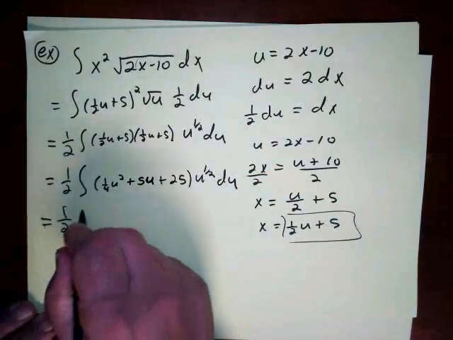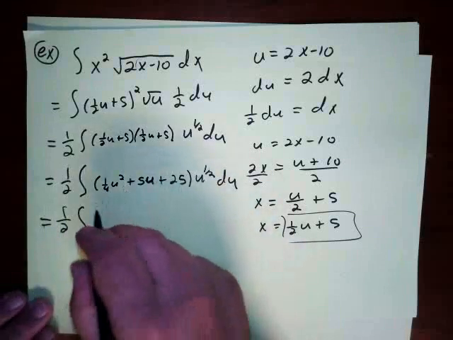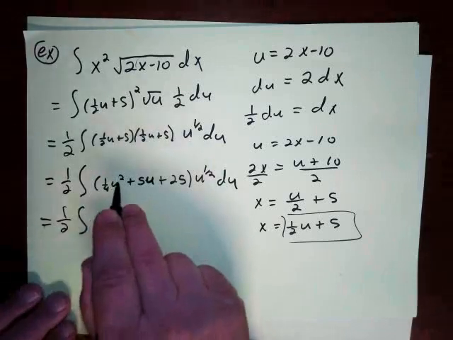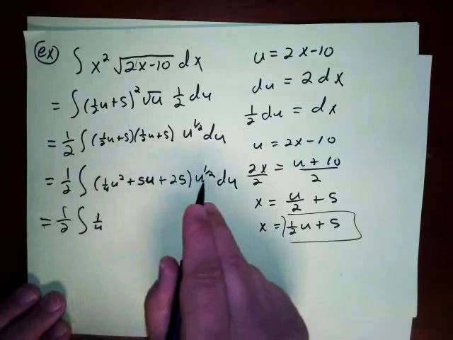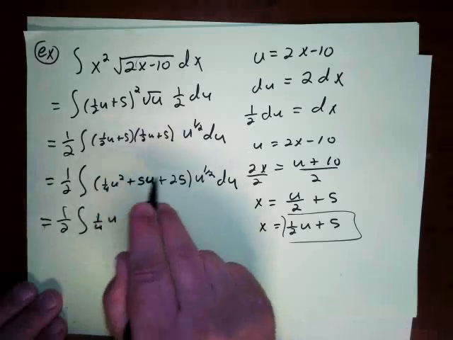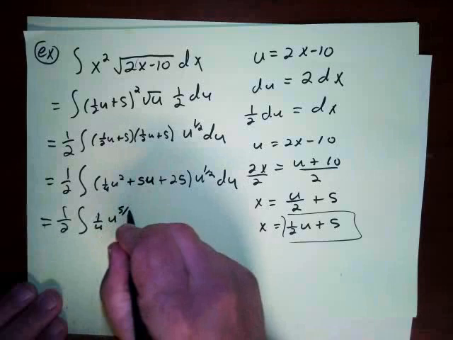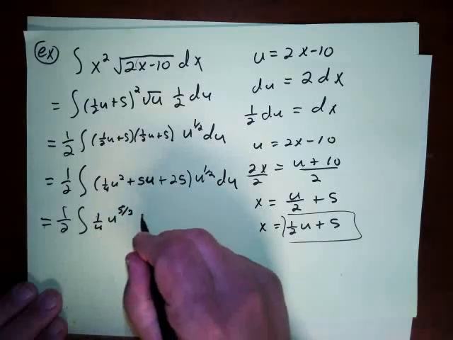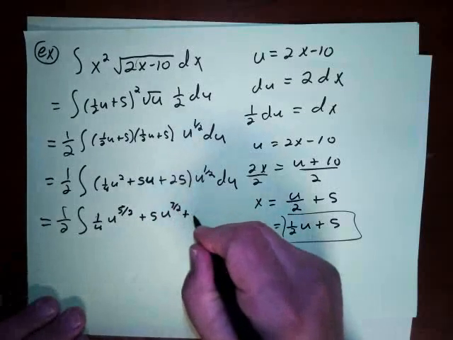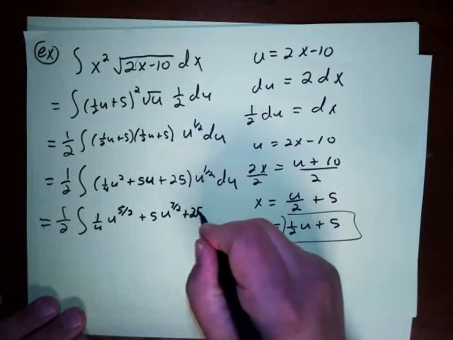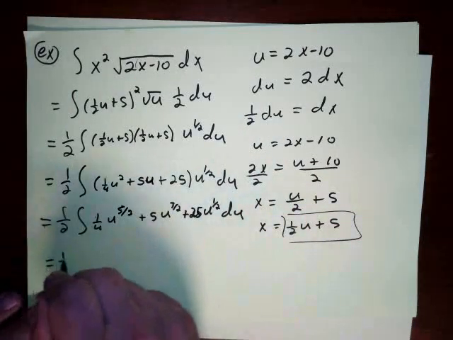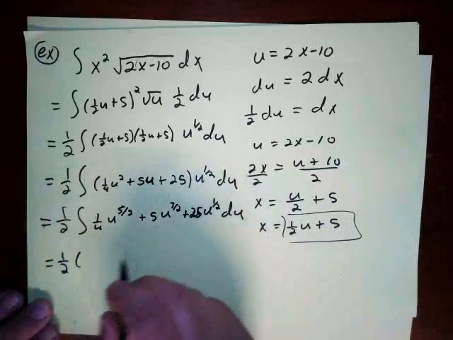So now I'm going to distribute u to the 1/2 over. So this is going to be 1/4, and 4/2 plus 1/2 is 5/2. And then I got plus 5u, and this would be 3/2. This would be plus 25 u to the 1/2 du. Okay, so now I got a 1/2 out front, and now I can integrate each of these pieces.